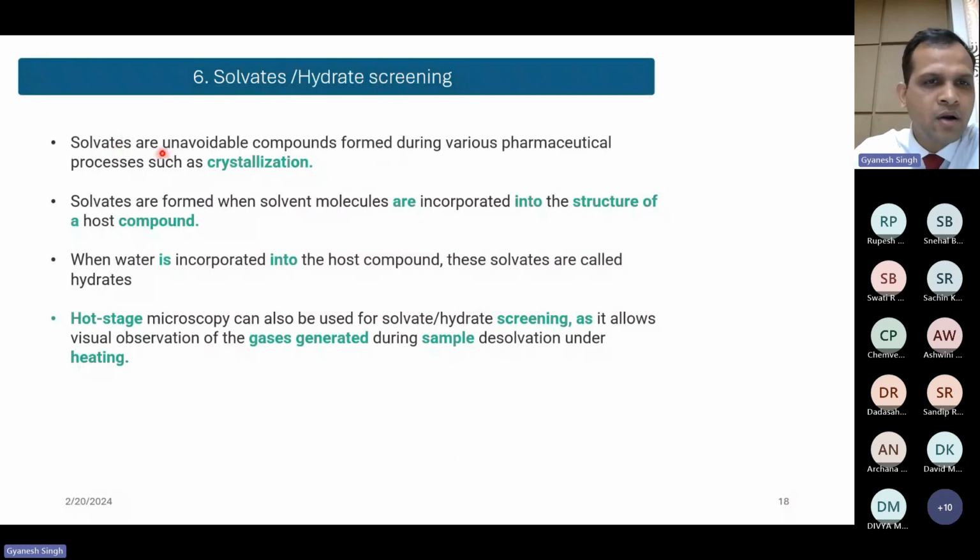Solvates are unavoidable compounds formed during various pharmaceutical processes such as crystallization. Solvates are formed when solvent molecules are incorporated into the structure of a host compound. When water is incorporated into the host compound, these solvates are called hydrates. Hot stage microscopy can also be used for solvate and hydrate screening, as it allows visual observation of the gases generated during sample dissolution under heating.